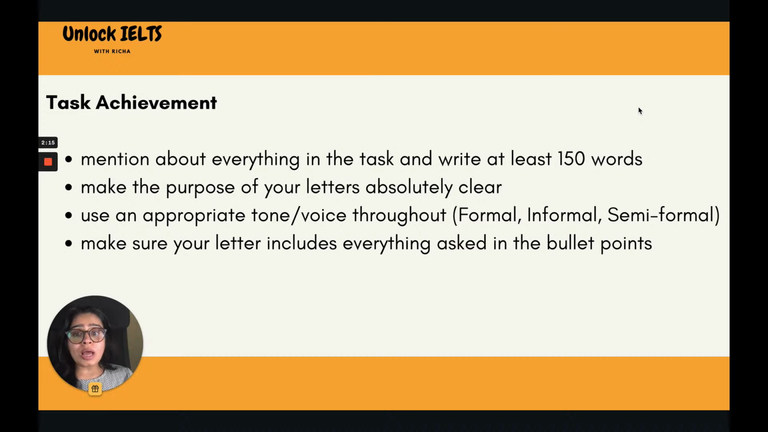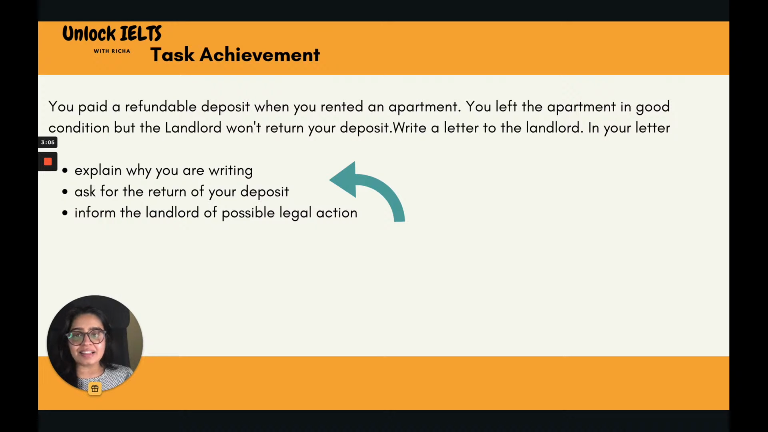The first is task achievement. And it is all about that you mention everything in the task and write at least 150 words. You make the purpose of all your letters absolutely clear and use an appropriate tone or voice throughout. So here you need to analyze the question and identify the correct tone of the letter, be it formal, informal or semi-formal. Let's understand the task achievement by looking onto a simple example.